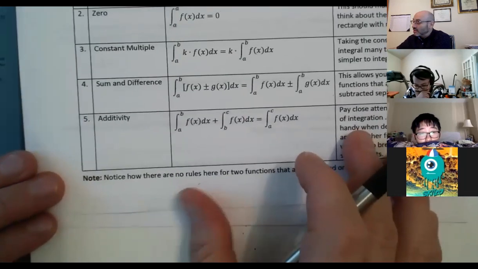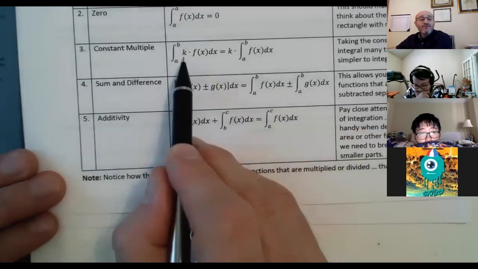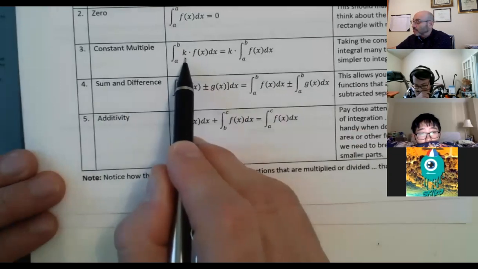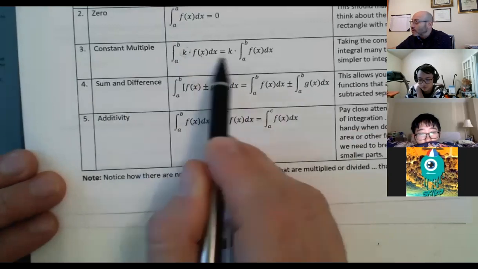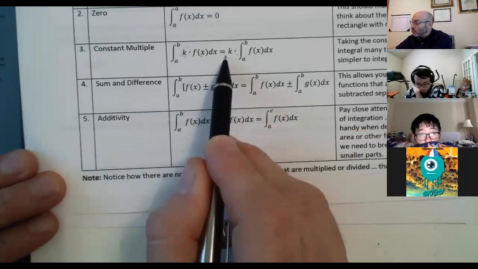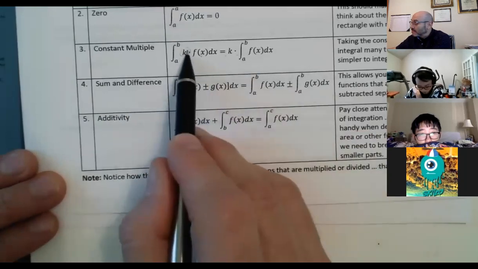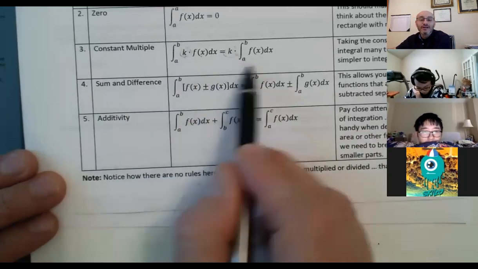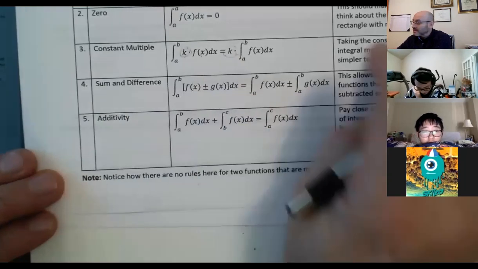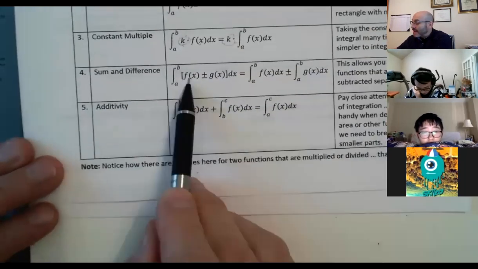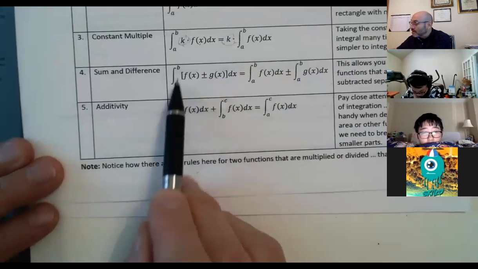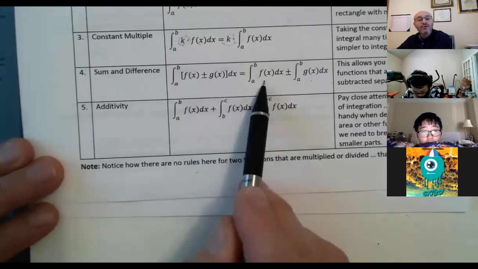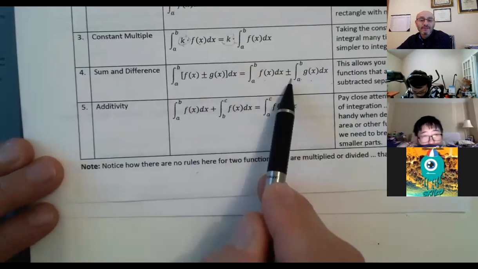Now, the constant multiple. If you have a constant that is multiplying a function, then as with limits or as with derivatives, you can take that constant outside, right? So this constant now is multiplying the whole integral. That's what that rule is. Then here we have that if we're adding two functions and we're integrating over the same interval, then we can split this up into either a sum or a subtraction, all right?